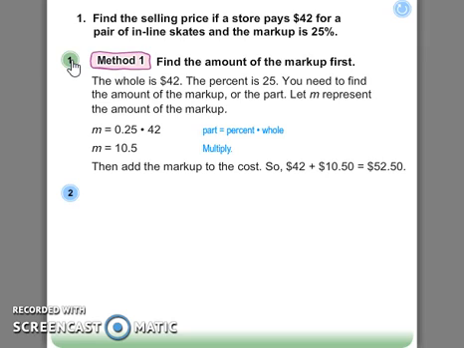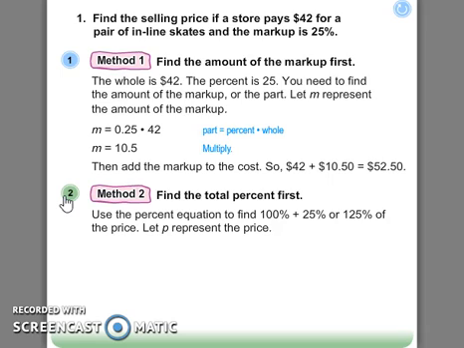Now I know the whole times the percent is going to give me the part that I'm going to mark up. So M equals 25% as a decimal, 0.25, times 42, which is the whole. And when I do that, I get 10.5. So the markup cost is going to be $10.50. They say, well, we want to make $10.50 on this item. So they have to take what they purchased it for, $42, and mark it up by adding on that $10.50 to get the selling price of $52.50.